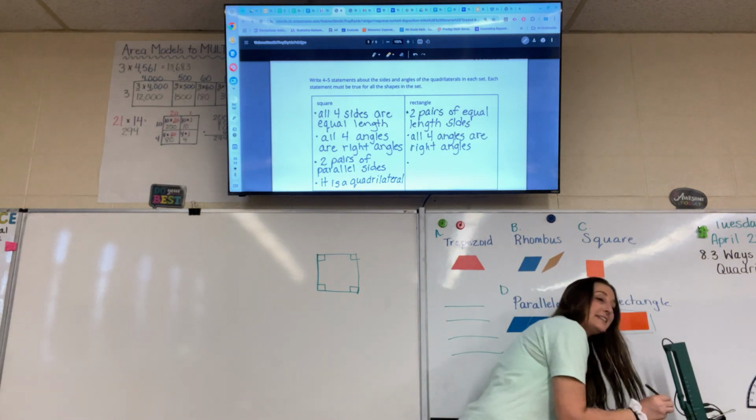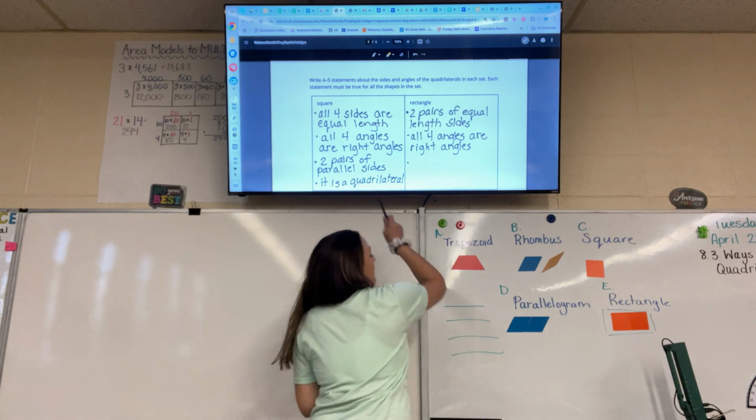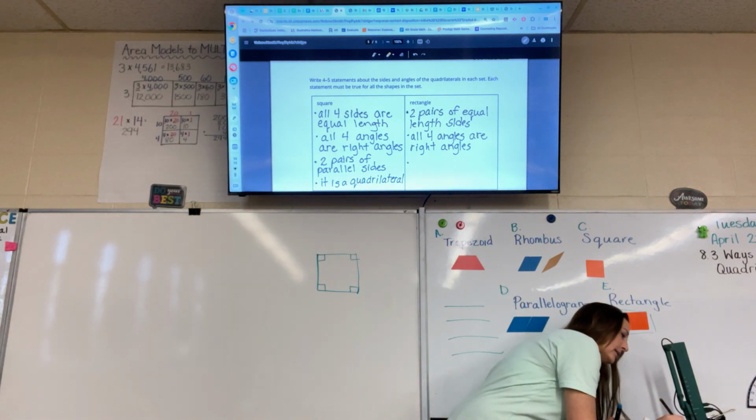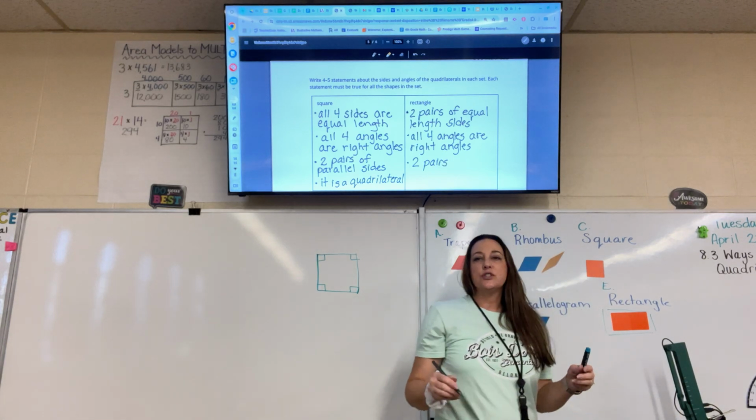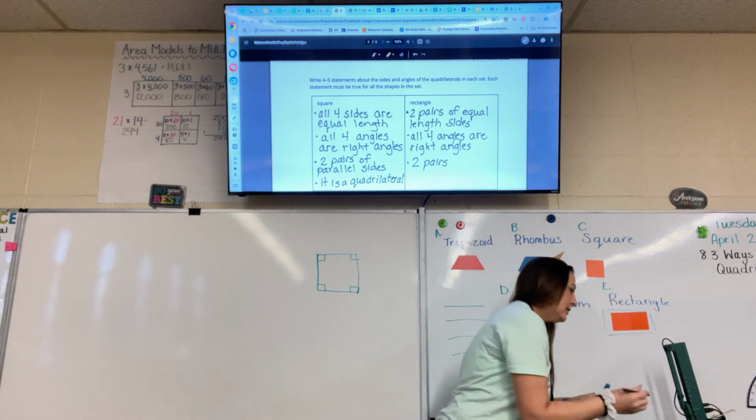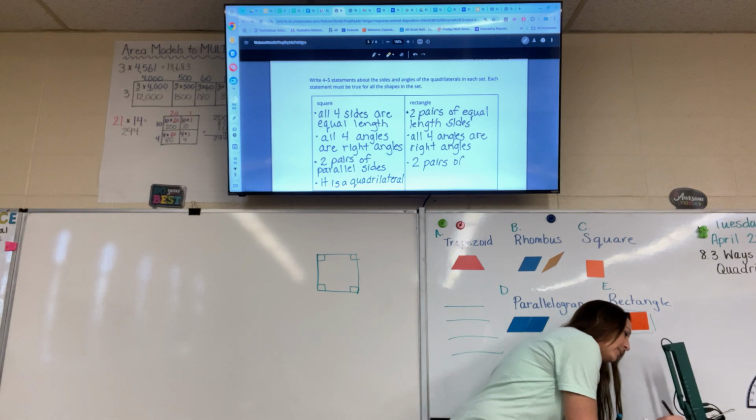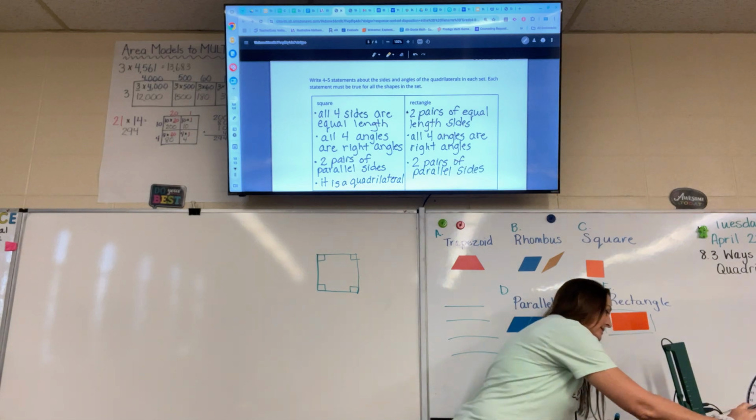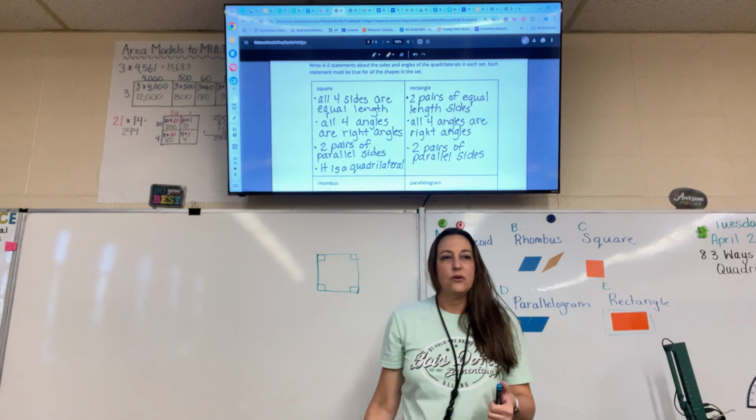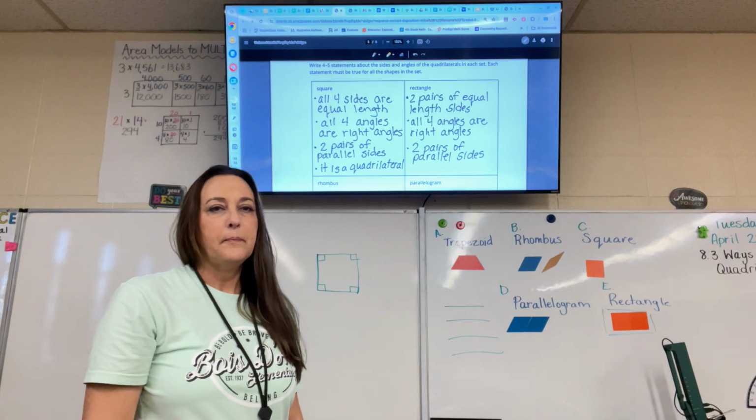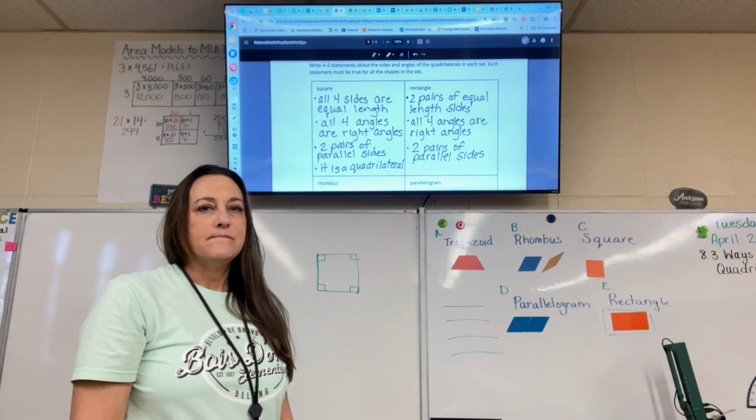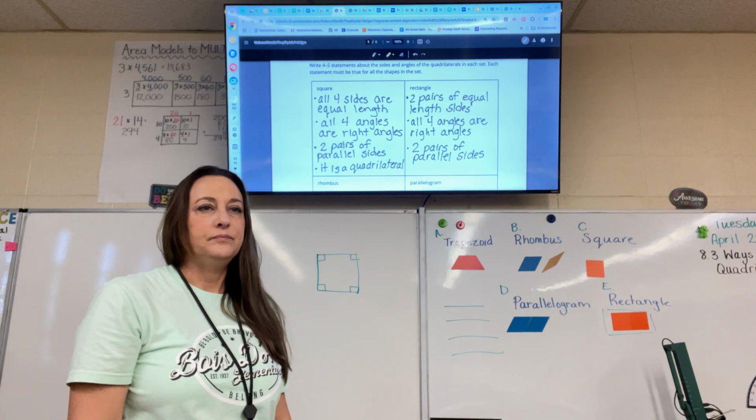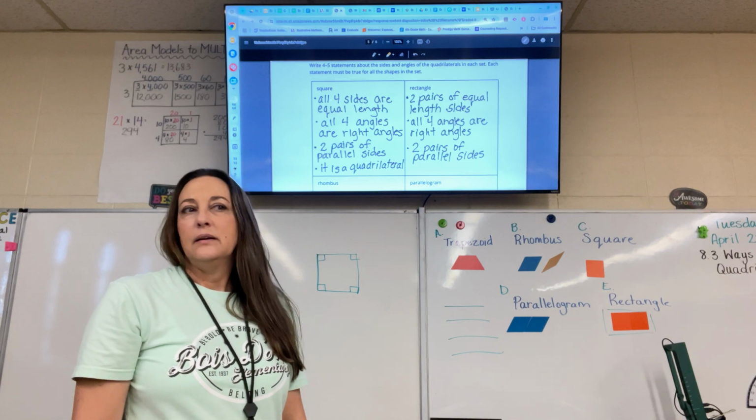So it's exactly what we wrote right here. 2 pairs of parallel sides, kind of like a pair of shoes. You have two pairs. There's two that go together. Two pairs of parallel sides. All right, and what's the last thing that we're gonna write down about a rectangle, Raiden? Or a square. The rectangle is a square.